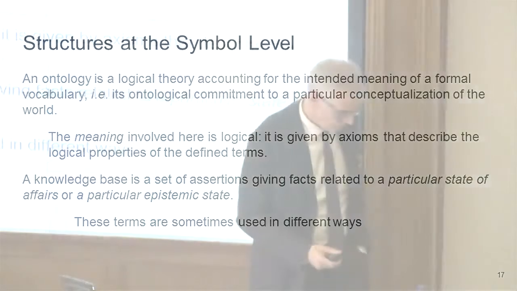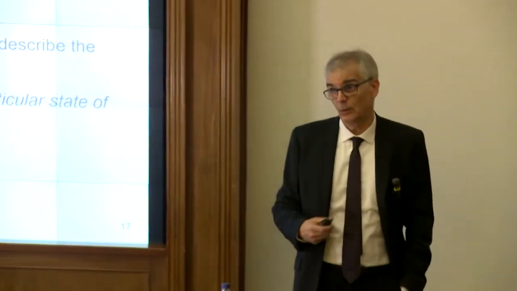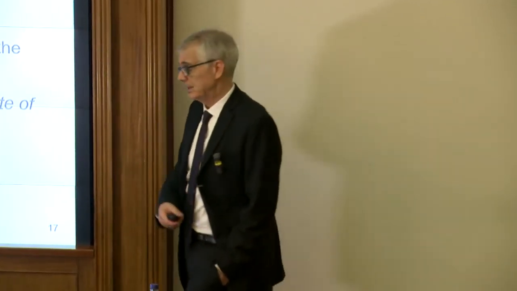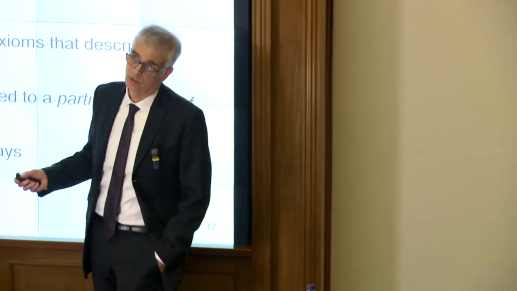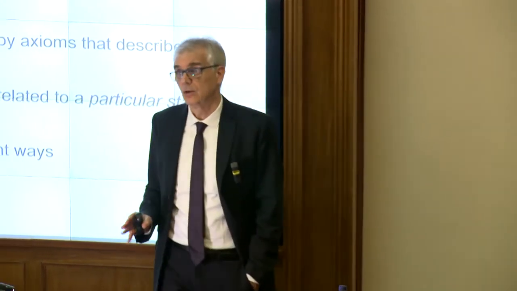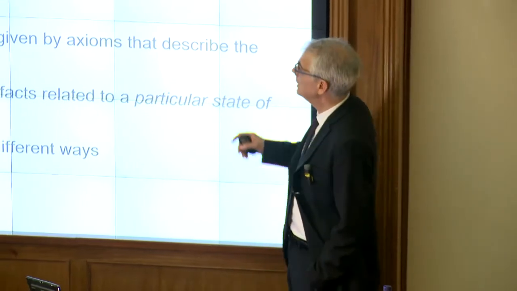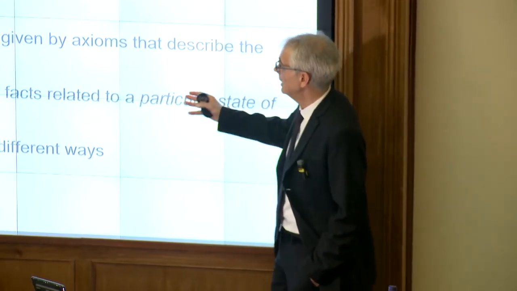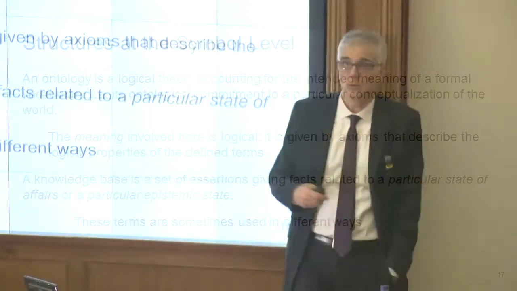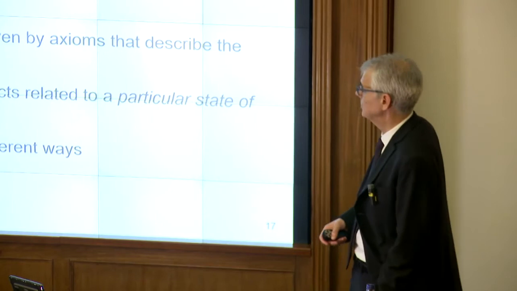When we think of meaning as humans, we associate with meanings a lot of biological things, such as flavors, smells, and memories, and so on, that are not logical and so are excluded from ontology, at least for the time being. So the meaning that ontologies capture is logical. It's given by a set of axioms that describes the logical properties of the defined terms. Next slide, I will show you some of these axioms.